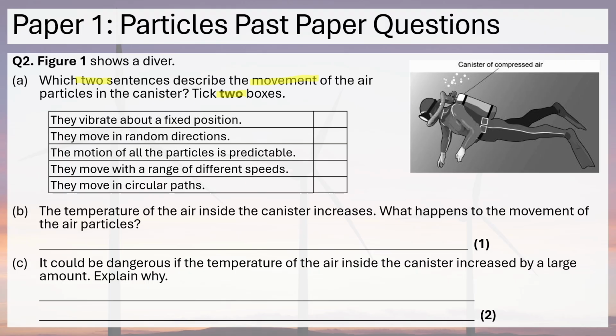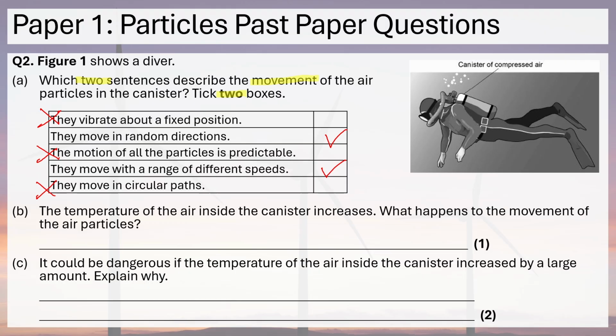So we know particles don't vibrate around fixed positions in a gas, but we know they do move in random directions. We know the motion is not predictable because it's random. We know that they do move with a range of speeds. So particles in a gas are rapid and random. They don't move in circular paths. We've got our 2 boxes.